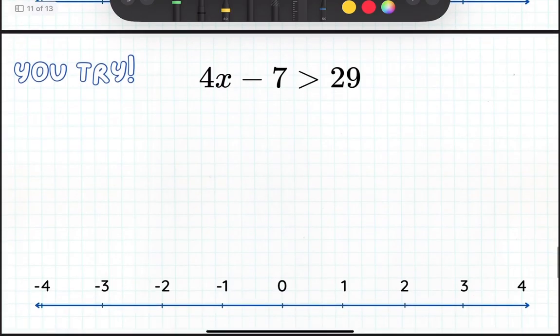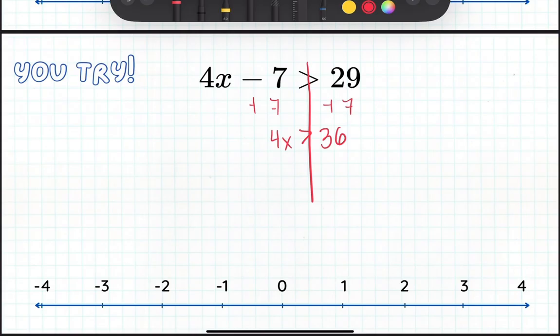So now take a moment to pause the video and try this problem out. And when you're ready, unpause it and let's work on it together. So here, I'm still going to draw my line. Here I'm going to add 7 on both sides. And I get left with 4x is greater than 36.